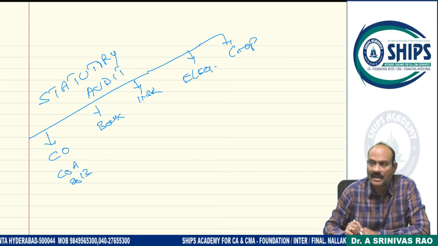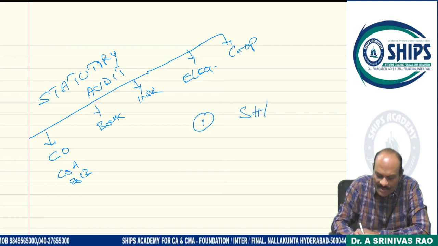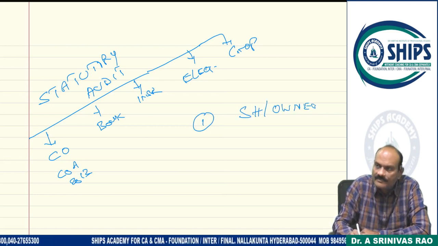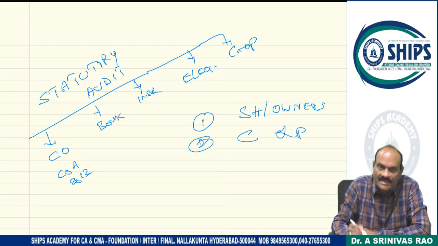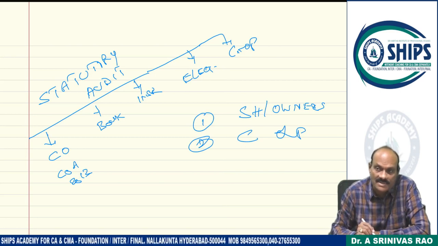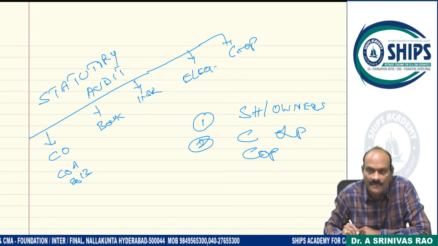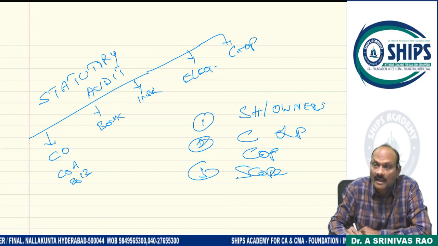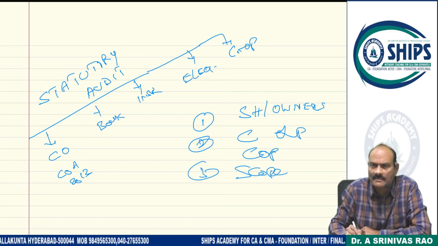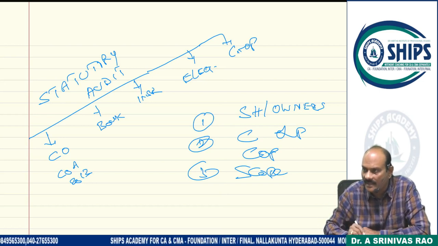In case of a statutory audit, what are the requirements? Auditors are appointed by the owners or the shareholders of a company. Auditor must be a competent and qualified person, qualified with COP, Certificate of Practice. Scope of the audit is defined by law, statutory means law. For a company, what is the scope of the audit? Company law has already defined it, the auditor has to do it. So scope is defined by law.